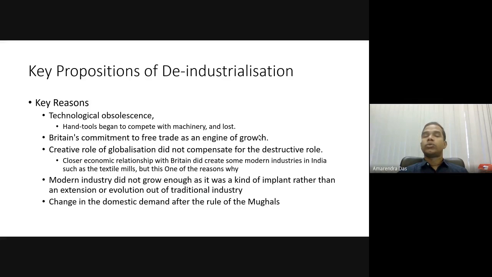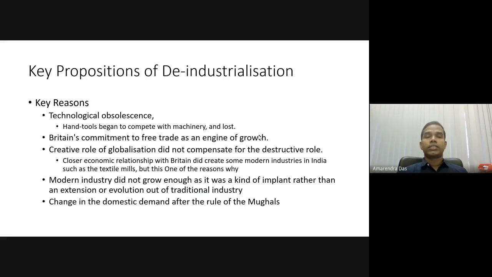So although we got modern technology, we could not really benefit so much. Rather, many industries were shut down, and handicraft industries were badly affected. They could not compete with the machine-produced output. So that is the third reason behind the deindustrialization.